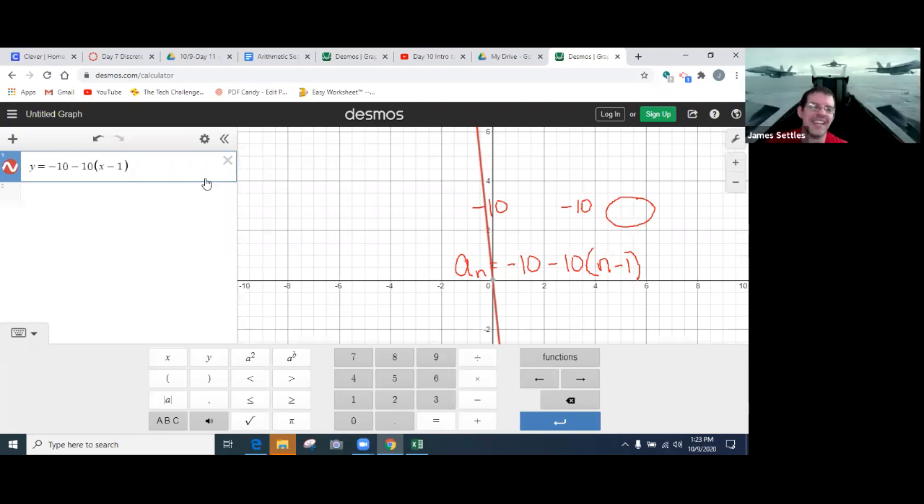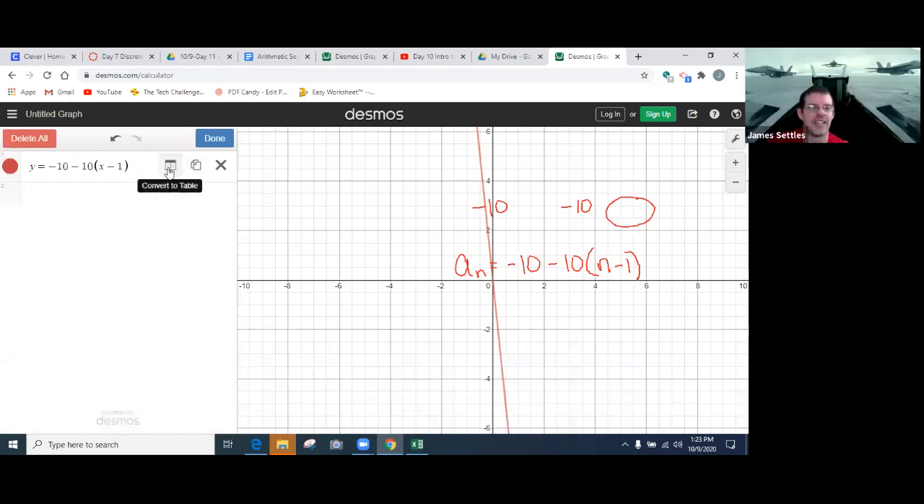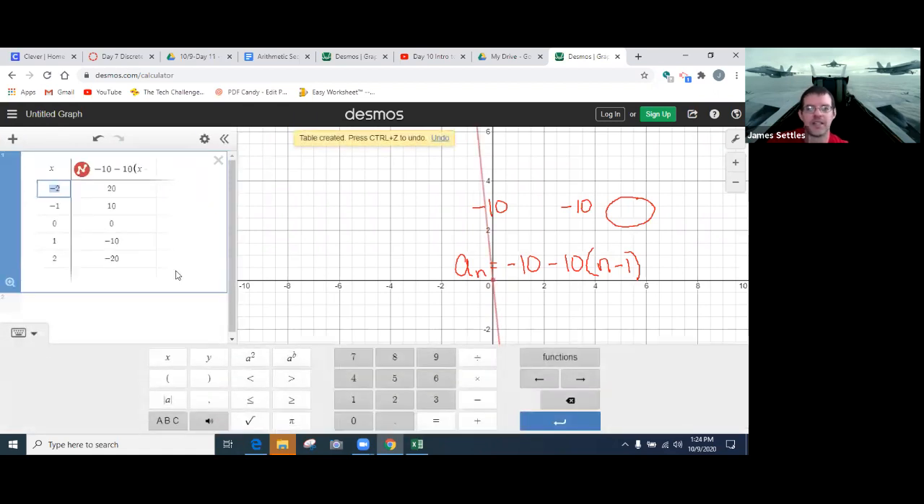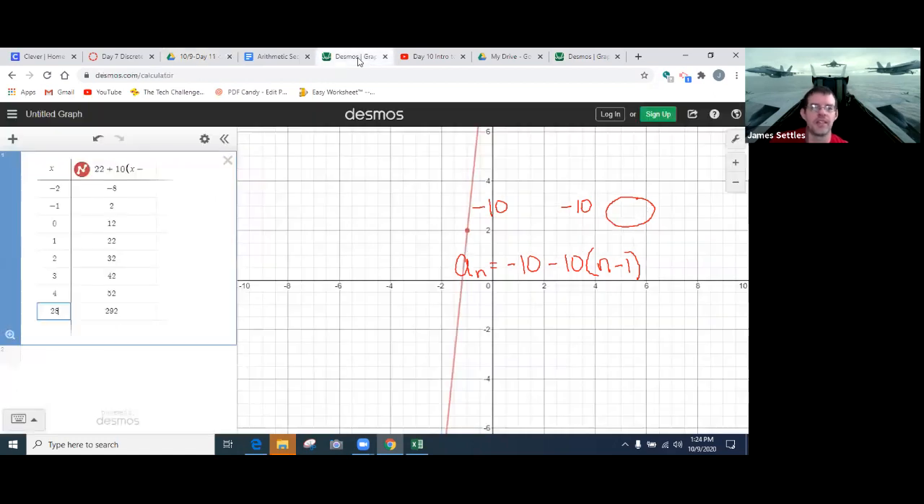No, I agree. All right, so we click this button and you convert to table. So it looks like a T table right here. Okay, and then we are at 38. So we're going to type in 38.